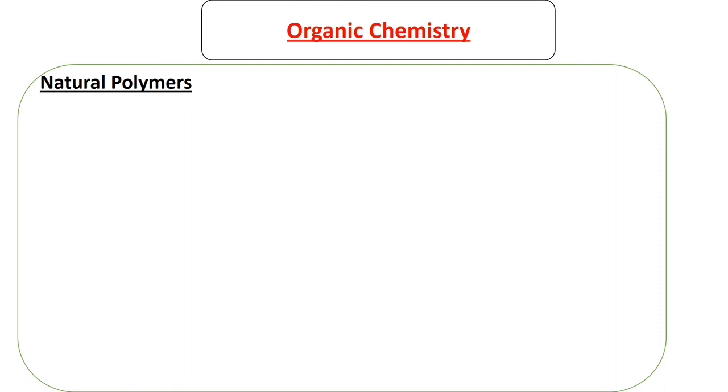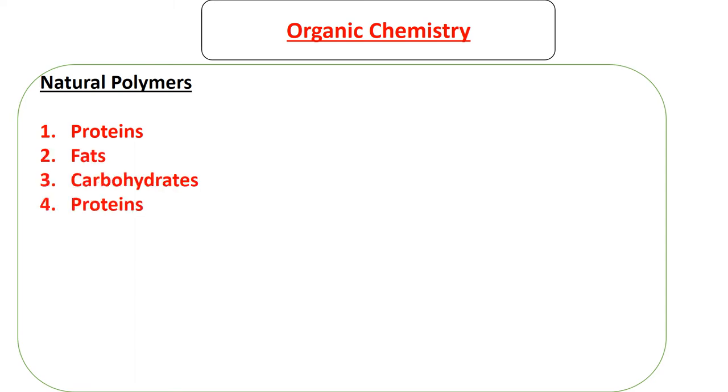Now we go to natural polymers. We're done with synthetic polymers. For those who are also doing biology, you are familiar with these natural polymers. Examples include proteins, fats, and carbohydrates. I listed proteins twice, but it's supposed to be proteins, fats, and carbohydrates. So we start with proteins.